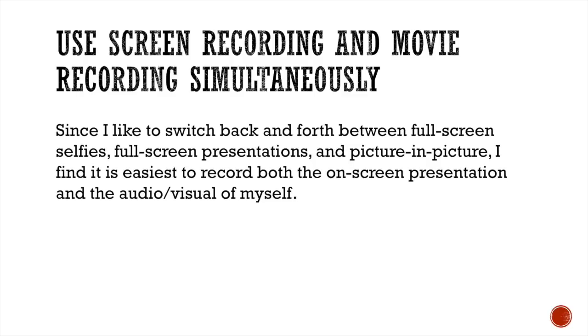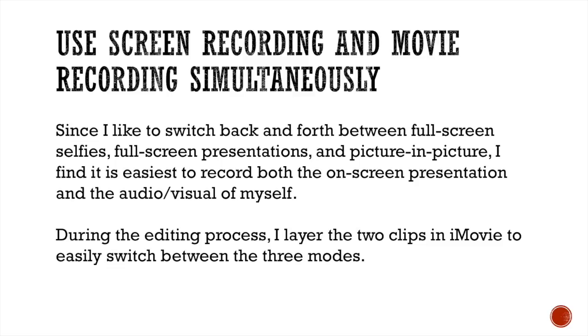I like to switch back and forth between full screen selfies, full screen presentations, and picture-in-picture when I'm creating my videos and my lectures, and I do this in the editing process. It's easiest to do this when you record both the on-screen presentation and the audio-visual of myself, that movie recording, at the same time. Then during the editing process, I layer the two clips in iMovie to easily switch between the three modes.